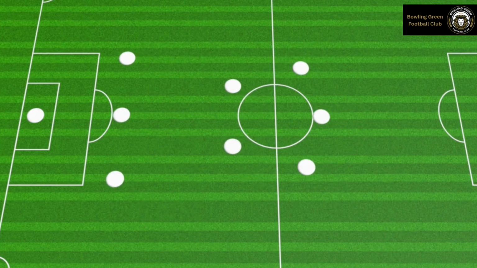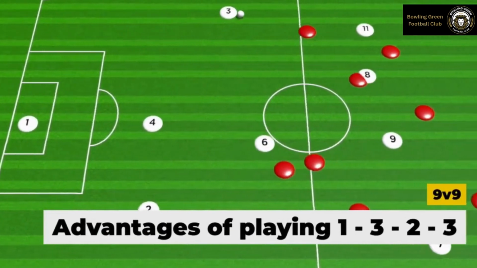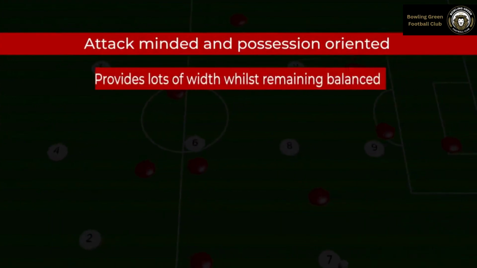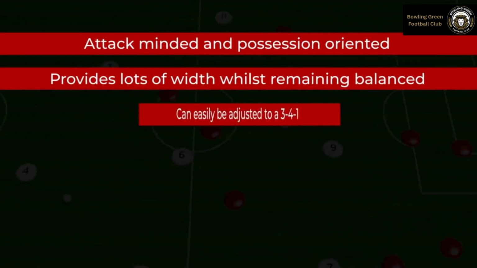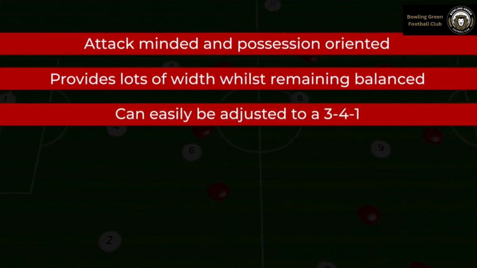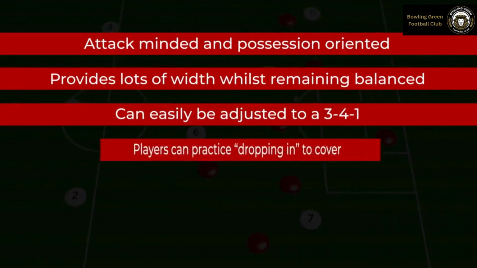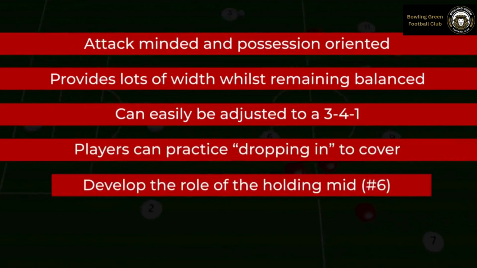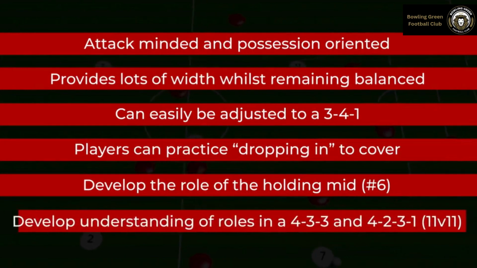So now we know what the 1-3-2-3 looks like. Now we're going to take a look at the advantages of playing the formation versus the disadvantages. The advantages of playing the 1-3-2-3 are: it is attack-minded and position-orientated. The formation provides lots of width while still remaining balanced in the centre of the field. We can easily adapt to a more defensive shape, such as the 3-4-1, if wide players drop into midfield. The setup allows defensive players to go forward and allows central midfielders to practice dropping in. It also develops the role of the holding midfielder at number 6, and we can also begin to develop the players' understanding of the 4-3-3 and the 4-2-3-1 formations.